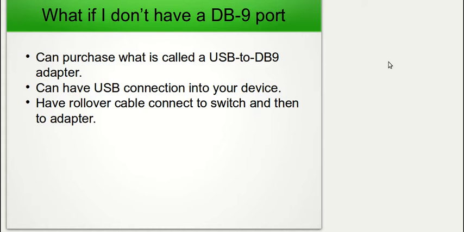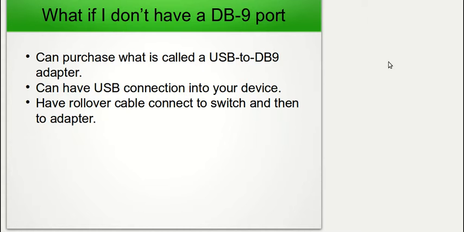Now, the second connection type sorts out a problem which is common in modern PCs and laptops. A lot of our modern devices don't even have a serial port. So with the rollover cable, with the DB9 connector, we can't actually connect it to our PC or laptop, because most modern devices don't support a serial connection, a DB9 connection. So instead, we can use what's called a USB to DB9 adapter.